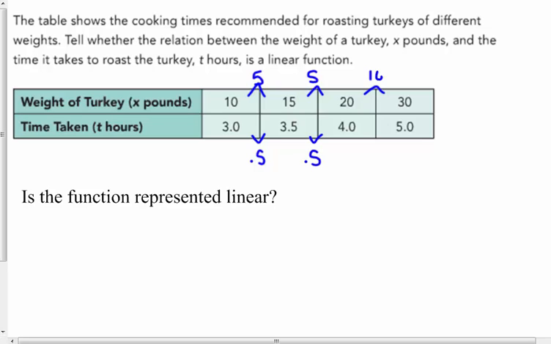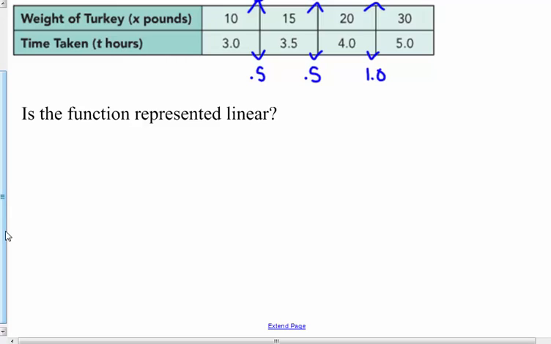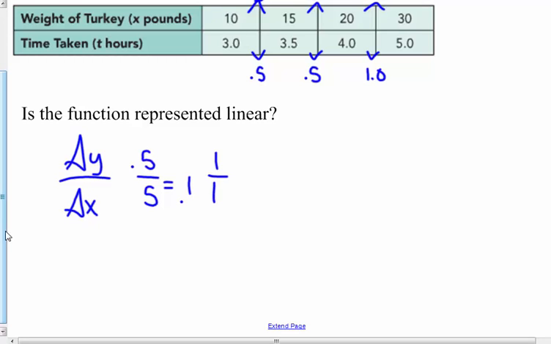Going up 10 pounds would then therefore add an hour of time. This is linear. Is the function linear? Yes. Delta y over delta x, so 5/10 divided by 5 equals 1/10, or a 1:10 ratio. So yes, it is a linear function.